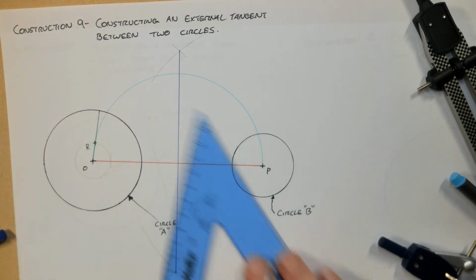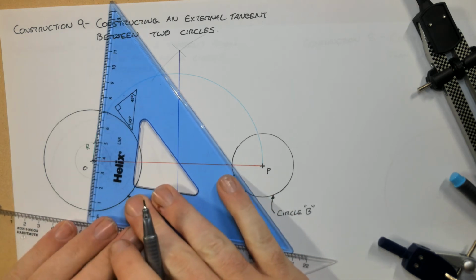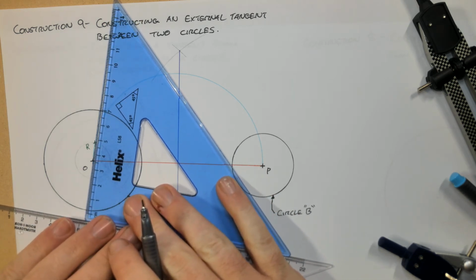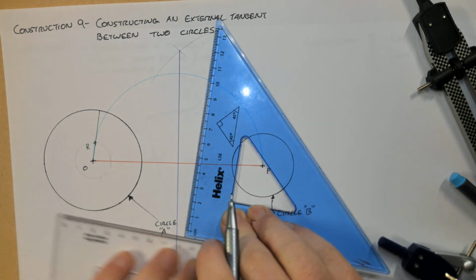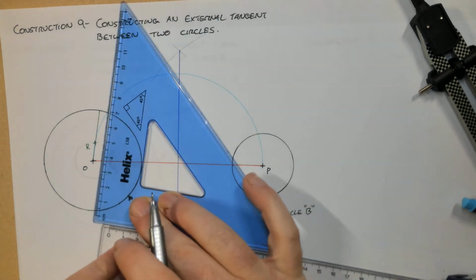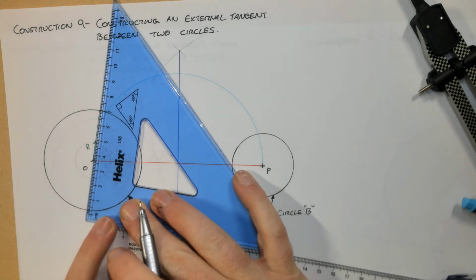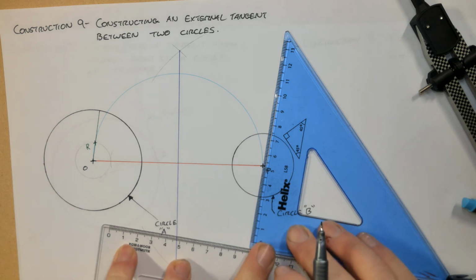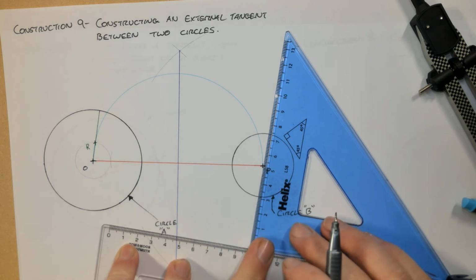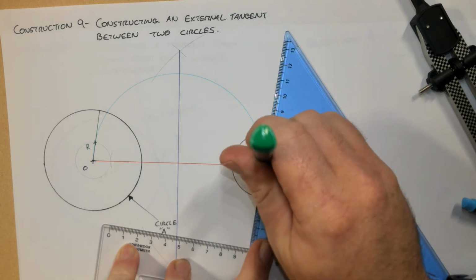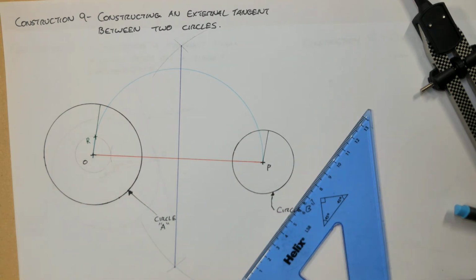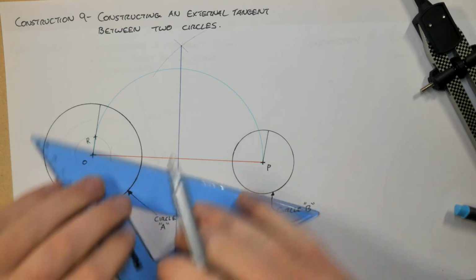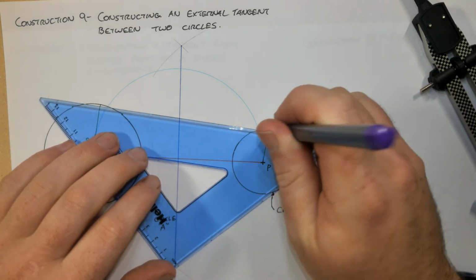Another thing I can do is use my parallel or my sliding set squares, and bring that normal, making sure my sliding set squares haven't moved, which they have slightly, and bring it up from P also to hit the circumference. I've now got my two points of contact and I can draw in my tangent by just joining them like this.